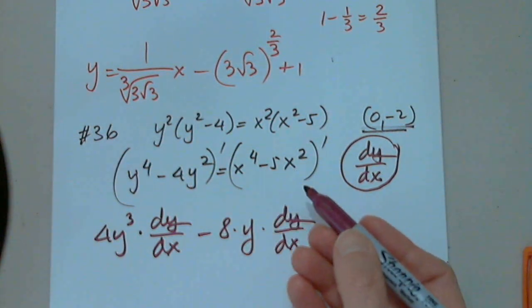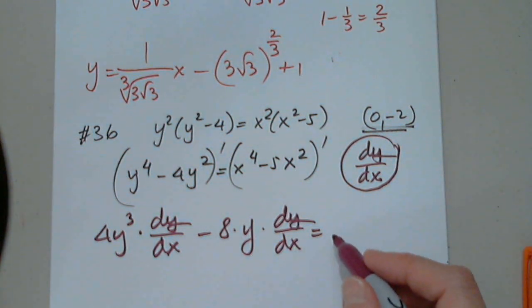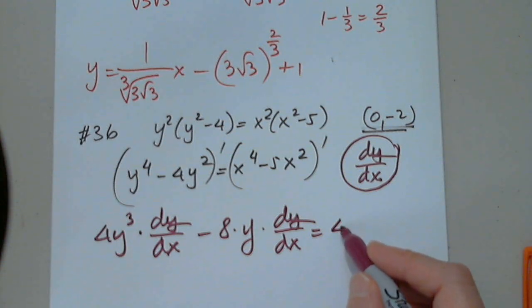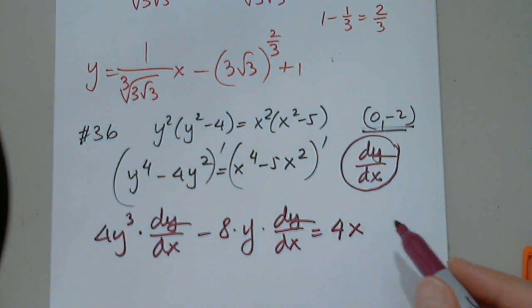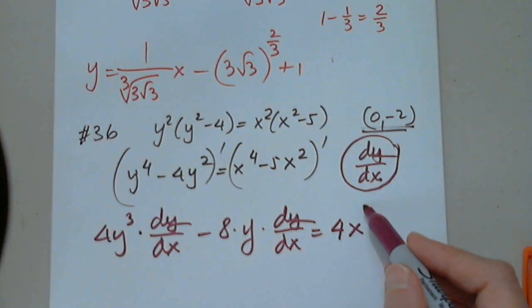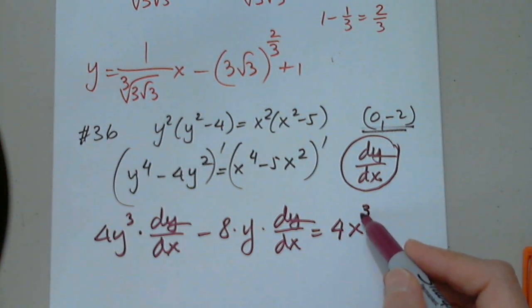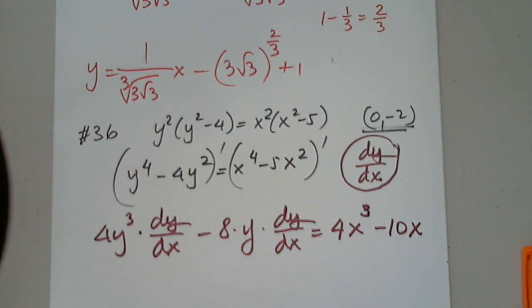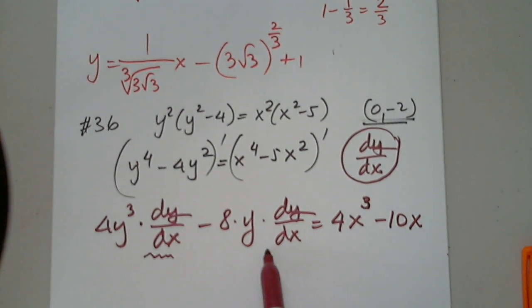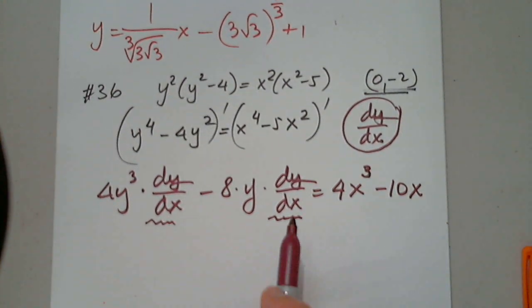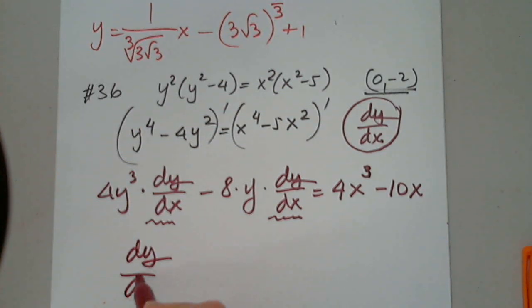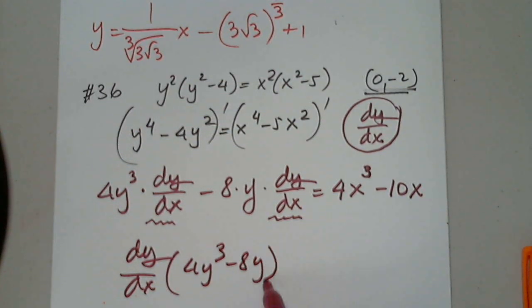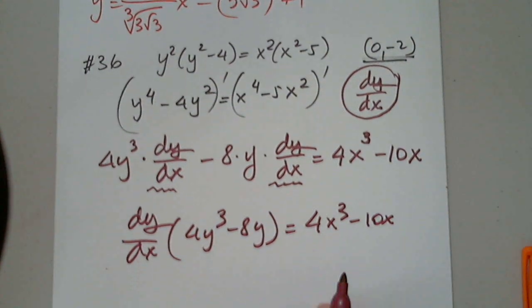The right hand side is easy. It doesn't have y in it, so it's simple. 4 x cubed, yes, minus 10x. Perfect. We are after dy over dx, so I have to factor it out. dy over dx times 4y cubed minus 8y equals 4x cubed minus 10x.